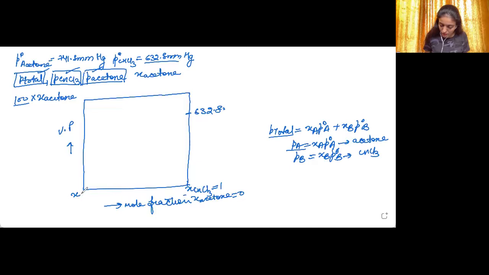Now come to this point. If there is only acetone on this side, the mole fraction of acetone will be equal to 1, that is, pure acetone is there. X CHCl3 at this point will be equal to 0. That is, there is only pure acetone. So for that the value has been given: when pure acetone is there, the vapor pressure is 741.8 millimeter of mercury. So I can just draw it a little above this because it is more in value.